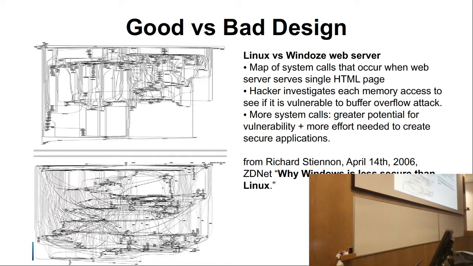Why is that important? This is important for security purposes, right? System calls can lead to breaches in security. The more system calls there are, the greater the potential for vulnerability, right? And more effort is needed to create secure applications. So the quiz, anybody want to know what the quiz is going to be? So the quiz is which one is the Linux server and which one is the Windows server. That's the quiz. Name? Daniel. Daniel. I'm going to say the top one is Linux because it's less messy. Correct. Easy quiz.